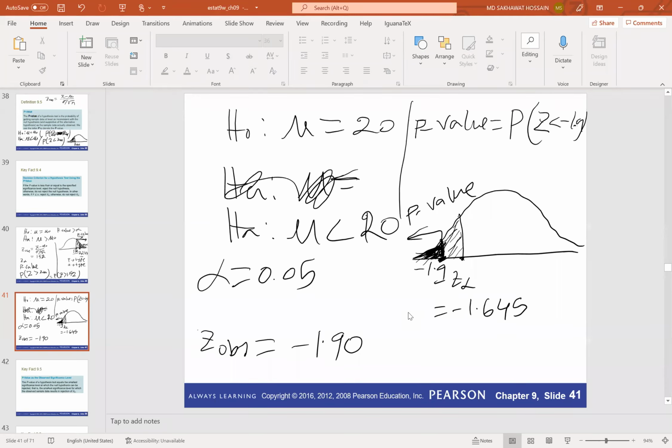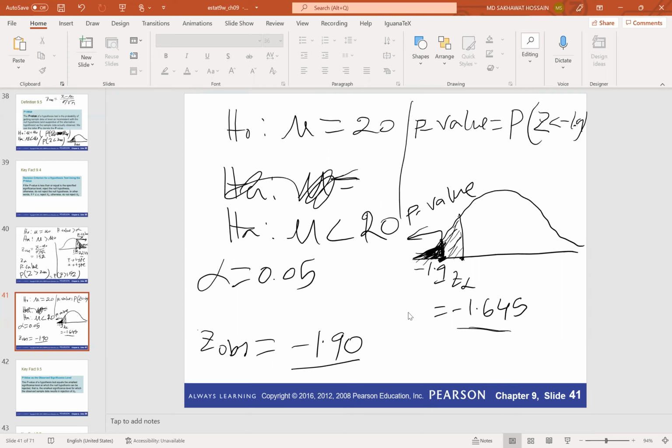Okay. So forget about the p-value approach. Think about the critical value approach. The test statistic is negative 1.90 and the critical value is negative 1.645. So what do you think? What should be our decision in this case? Should we reject the null hypothesis or fail to reject?